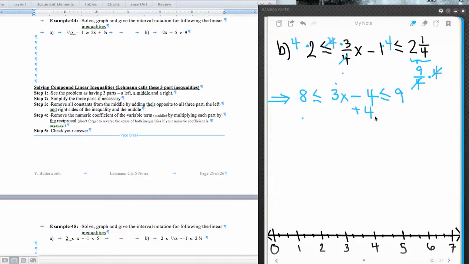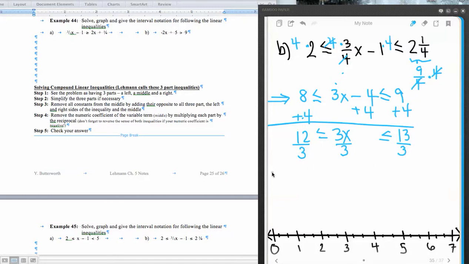Okay, now I've added 4 to this middle, and so I must do the same thing over here on the left and over here on the right. Remember that a compound linear inequality is always 3 parts. 8 plus 4, which is 12, less than or equal to 3x, less than or equal to 9 plus 4, which is 13. And then finally, we want to remove the numeric coefficients, so multiplying by the reciprocal in the middle to do that. What I do to the middle, I must do to both the left and the right.